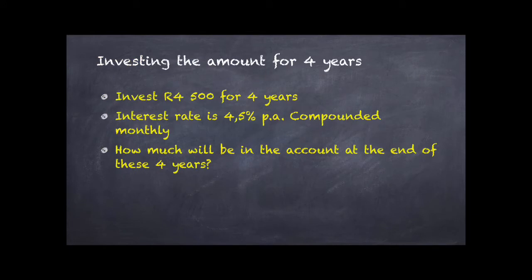Right, so we are going to look at buying a washing machine that costs 4,500 Rand. So we are going to consider investing 4,500 Rand for 4 years. The interest rate is 4.5% per annum, compounded monthly. How much will be in the account at the end of these 4 years?